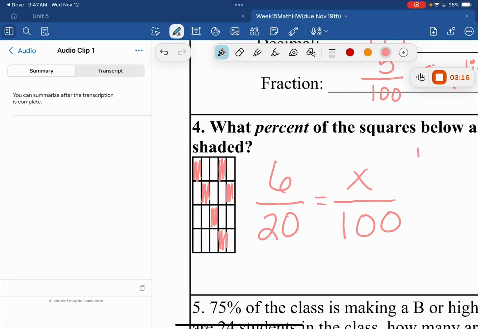And this is that part over whole equals percent over 100. And so there's a scale factor for this one. And so as long as you can figure out that scale factor, you're good to go. If you can't figure out the scale factor, you cross multiply and divide by 20.